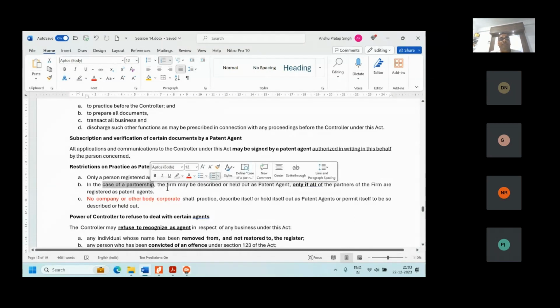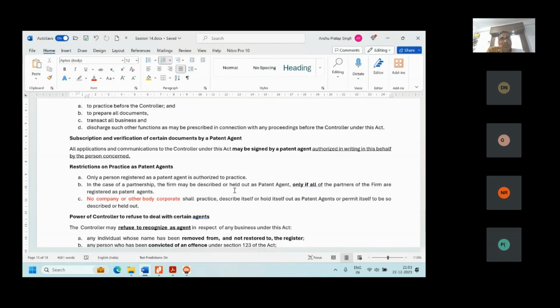If there is a partnership, a firm can say that they are patent agents only if all the partners of that firm are patent agents. No one else can say that they are patent agents. A company or any body corporate shall not practice or describe itself or hold itself out as a patent agent, or permit itself to be described or held out as one. Any company cannot claim that they are patent agents or that they are practicing as a patent agent. If that is the case, they are in violation of the Patent Act.